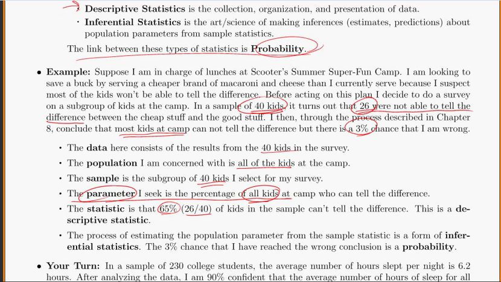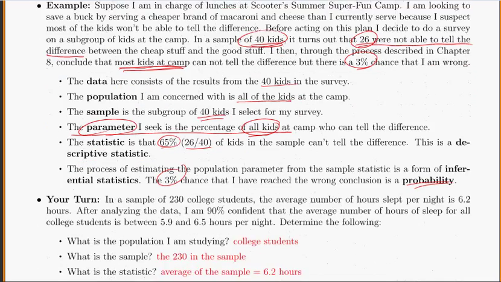That could not tell the difference. And then the process of estimating the population, whenever I said most kids at camp, I'm estimating the population, is a type of inferential statistics. And the 3% that I'm wrong is a probability. So this is sort of all the different topics, the terminology we'll be throwing around and how it's used.